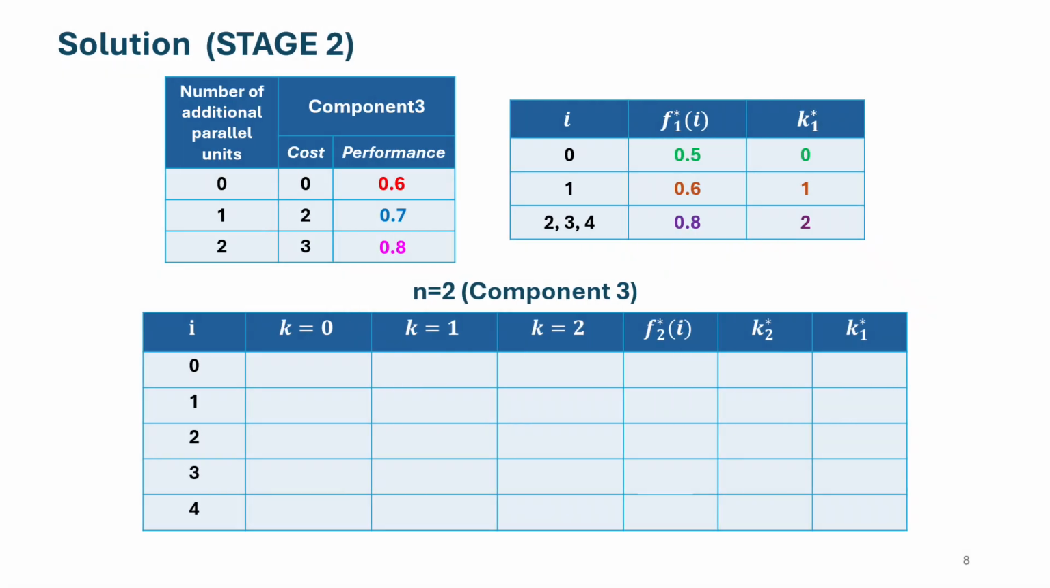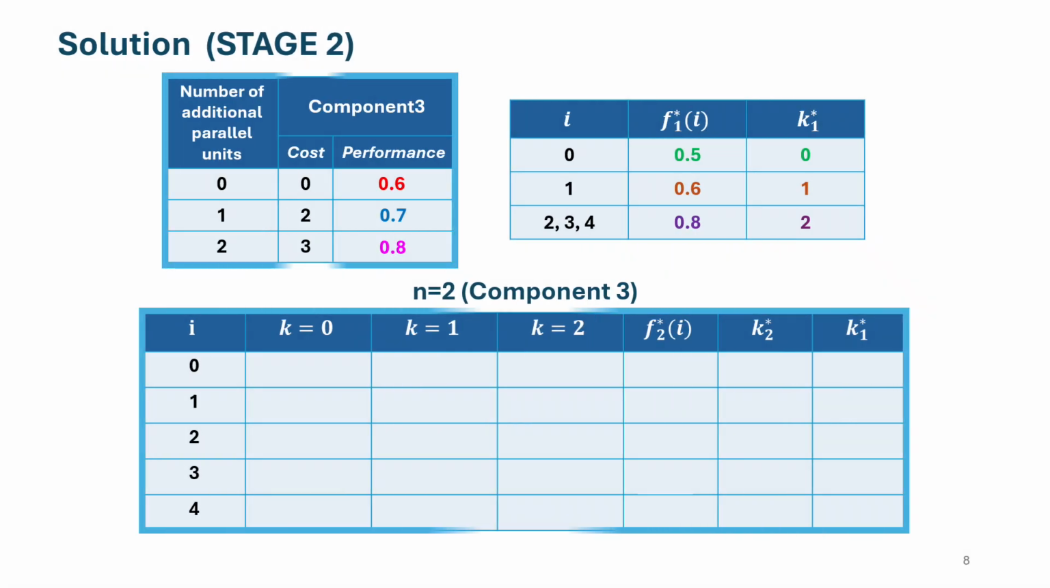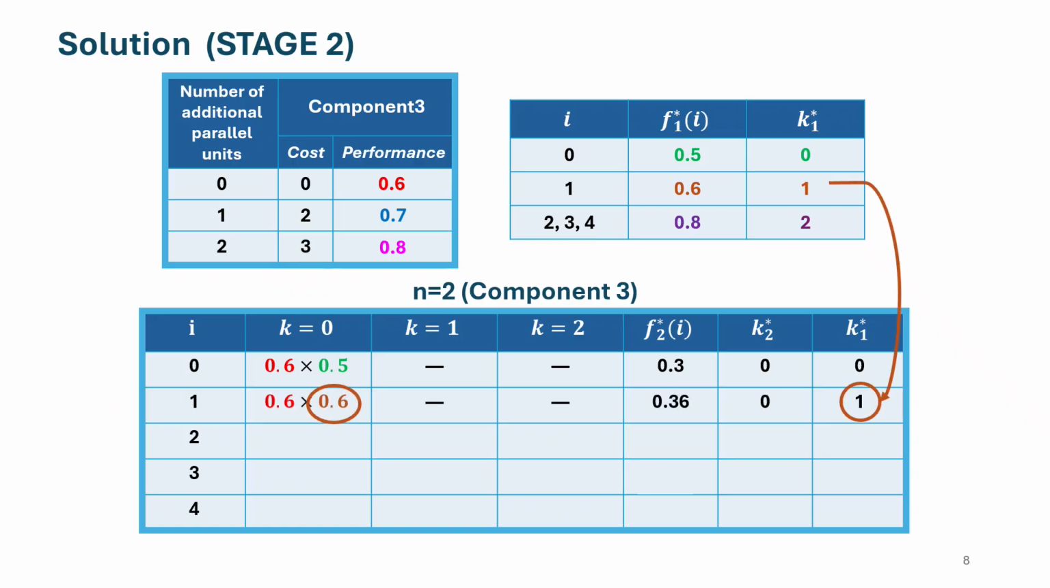Let's now proceed to the stage 2 calculation table. In this stage, we determine the best performance by evaluating the impact of installing 0, 1, or 2 additional units for component 3, depending on the available budget I. For a budget of I equals 0, we can only select 0 units for component 3, resulting in a total performance of 0.3. Similarly, for a budget of I equals 1, we are again limited to 0 units for component 3, which yields a total performance of 0.36.